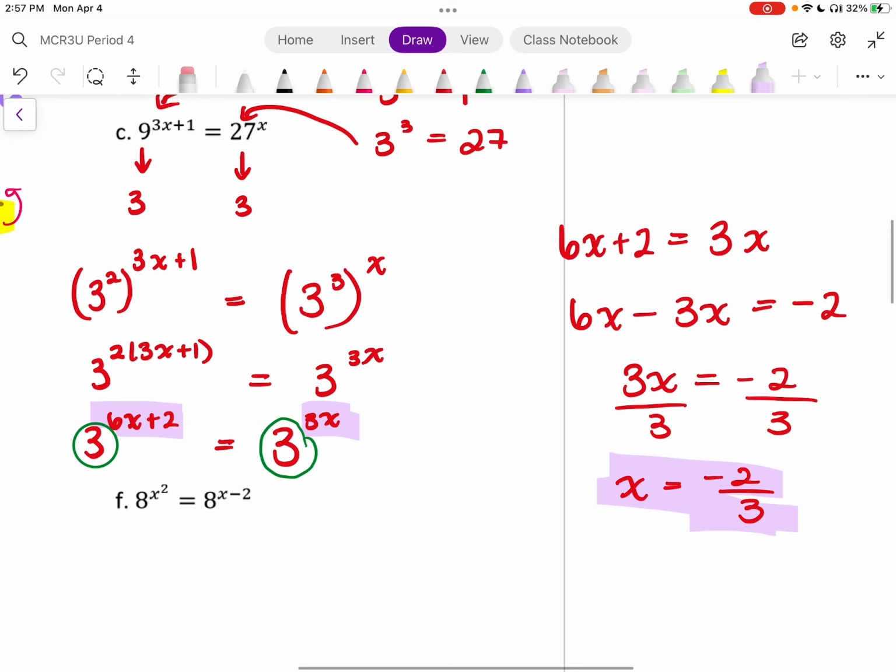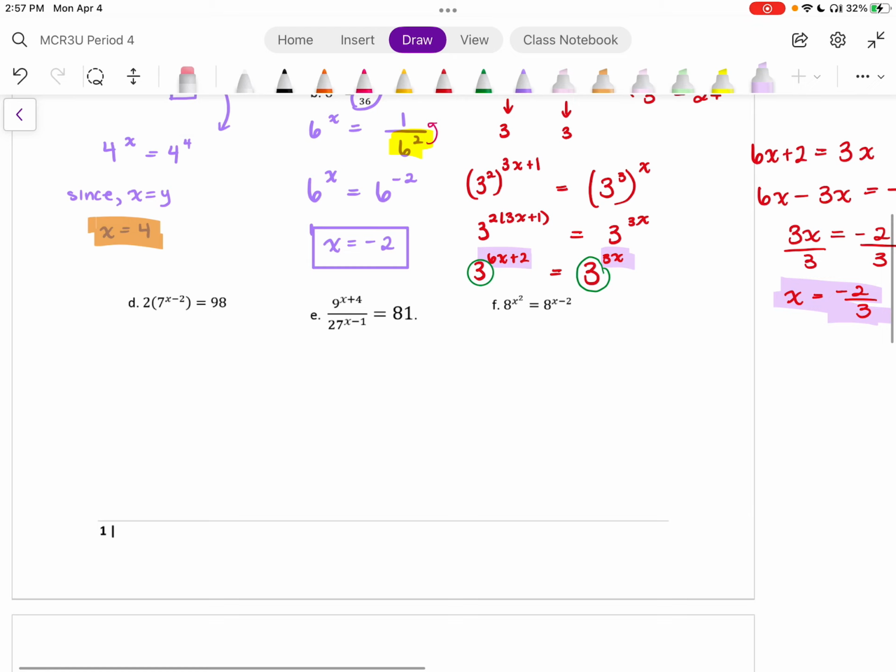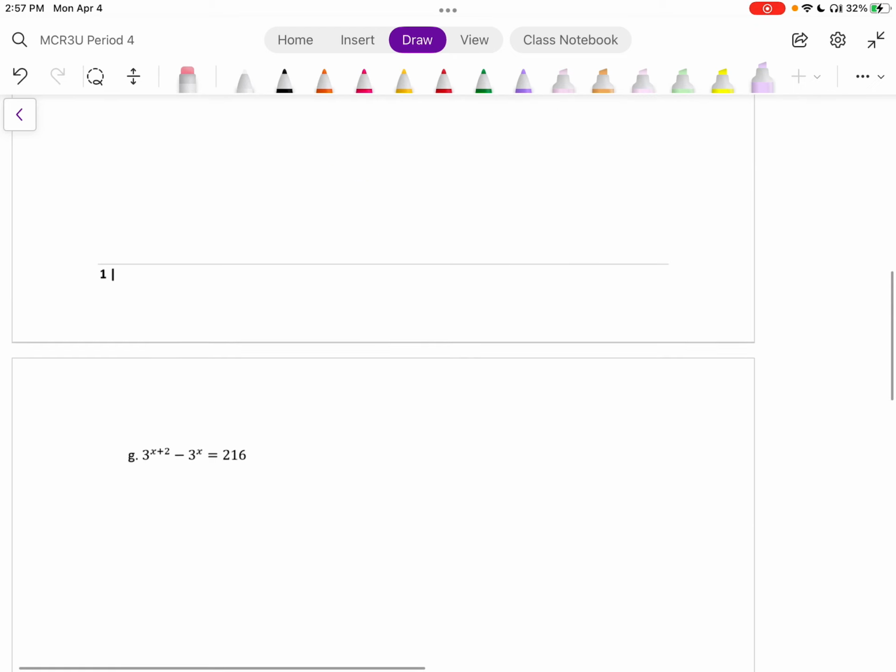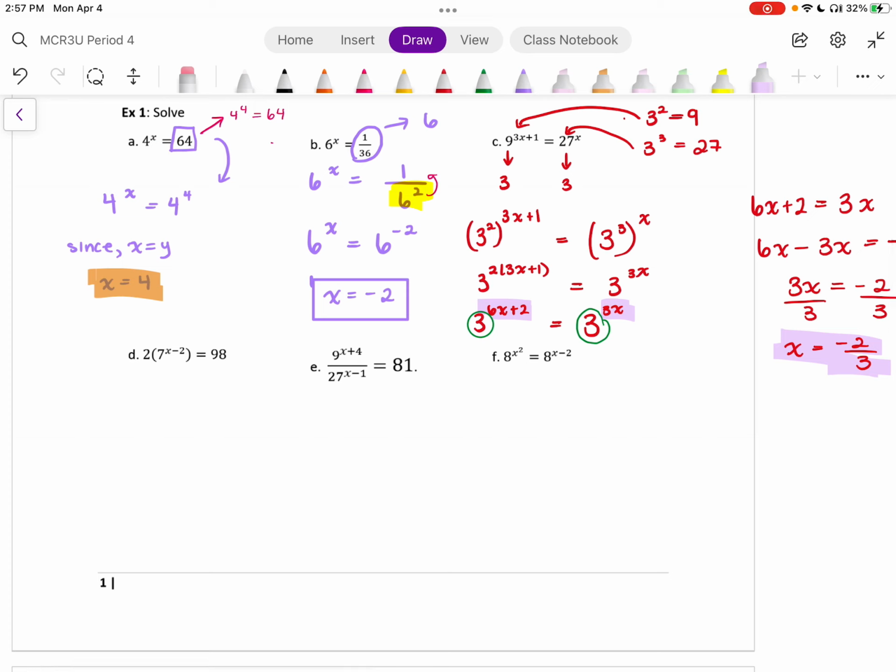So knowing that, try doing D on your own, E on your own, as well as F on your own, and G as well, and we'll just take it up together.